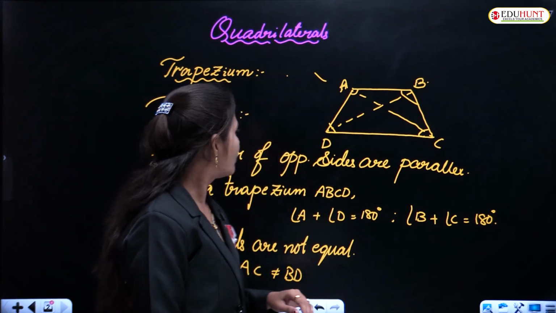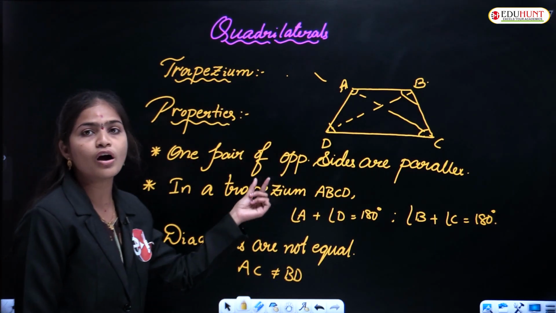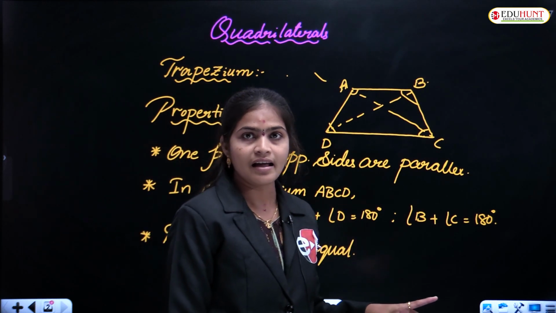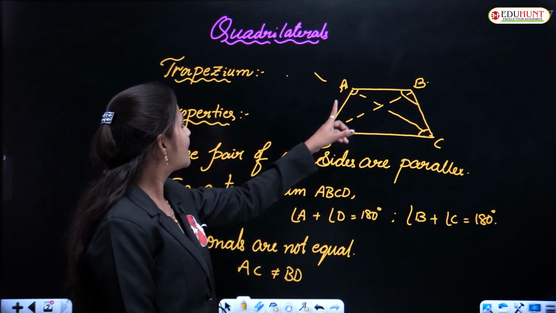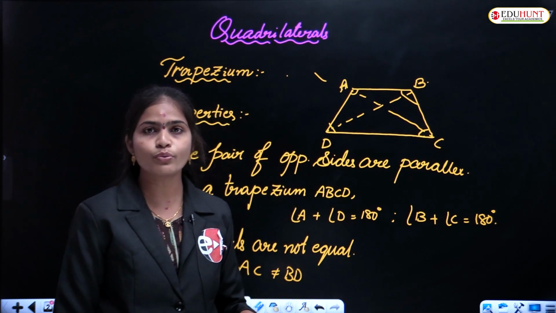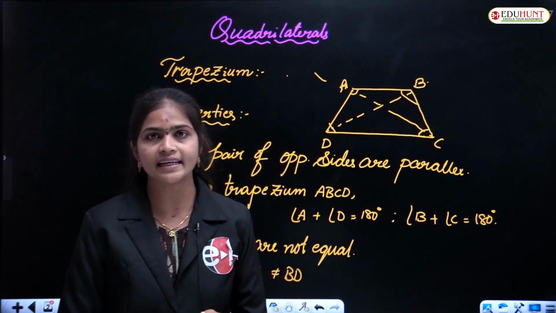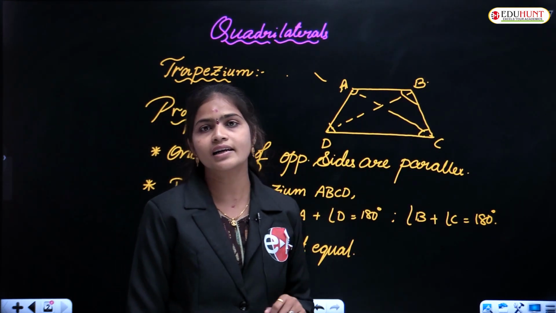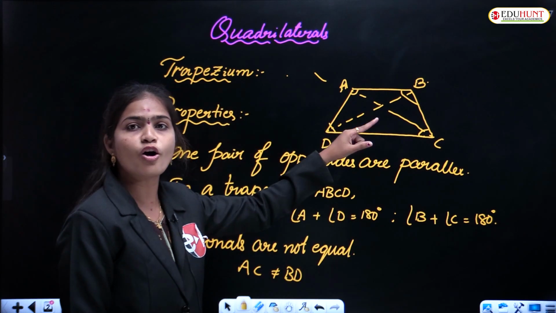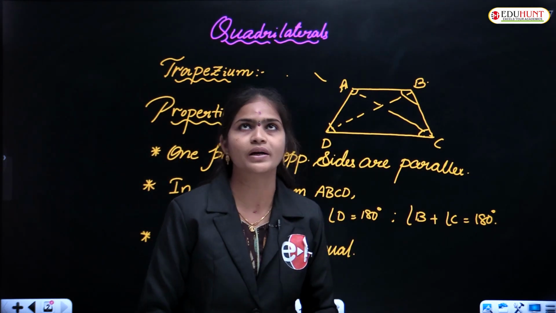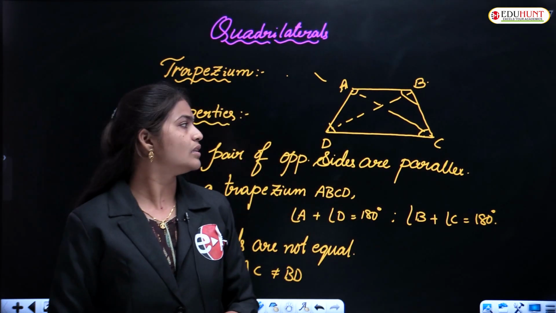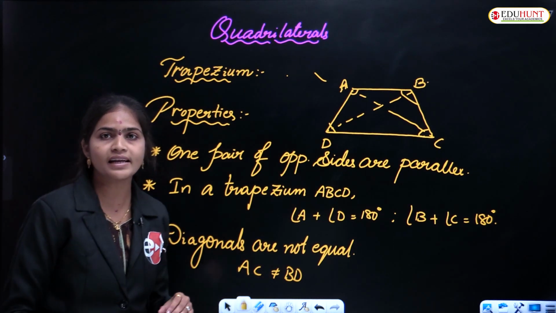The first property is that one pair of opposite sides are parallel, and the second one is angle A plus angle D is equal to 180 degrees and angle B plus angle C is equal to 180 degrees. And the third property is that the diagonals of a trapezium are not equal. Okay, children, so this is about the properties of a trapezium.